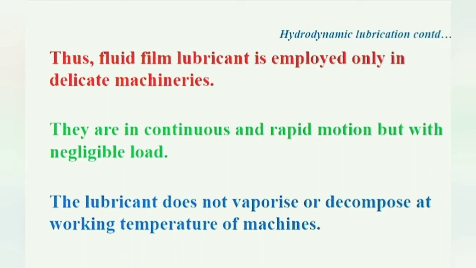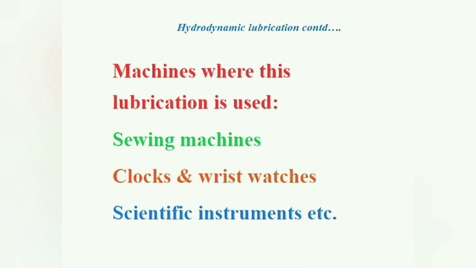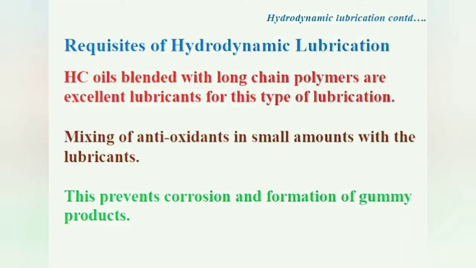They work at low temperatures. Therefore, the liquid lubricant does not vaporize or decompose at such working temperatures of the machinery. So which machineries utilize this type of mechanism? They are the sewing machines, clocks, wrist watches, and scientific and medical instruments. All these may be working continuously, but they are carrying negligible load. Therefore, the liquid lubricant which is blended with long chain hydrocarbon oils will remain in its place without getting decomposed.